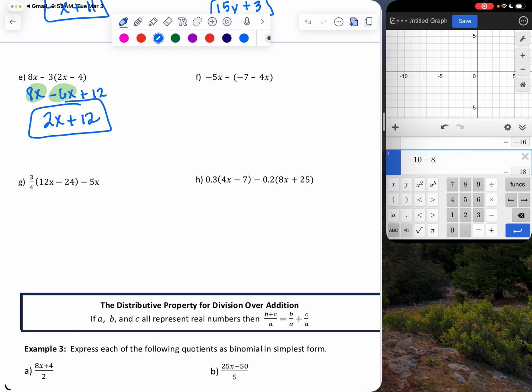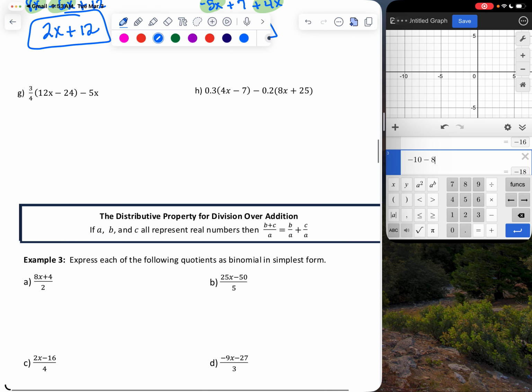All right, problem F. We have negative 5x minus the quantity negative 7 minus 4x. Pause the video and try this one on your own. All right, welcome back. Let's see how you did. I put a -1 right there before I started. I dropped down my -5x, and then I multiplied everything in this parenthesis by -1. So -1 times -7 was +7, and -1 times -4x was +4x. Then I combined -5x with 4x to get -x plus 7. So check your work and see how you did.